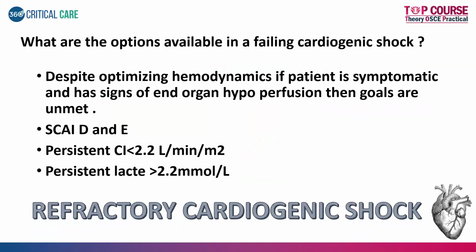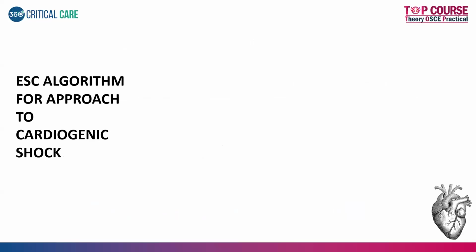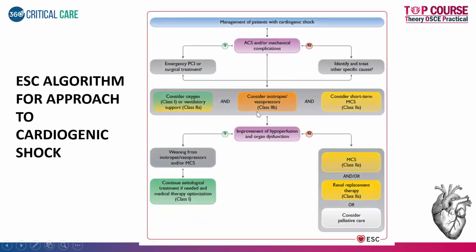So these patients get classified as refractory cardiogenic shock, and these patients can be considered for mechanical circulatory devices. So what is the ESC algorithm for cardiogenic shock? You might be surprised at this. Even I was surprised to see this actually, but after close watching, what they say is use of short-term mechanical circulatory devices in a patient with cardiogenic shock has a class 2A as compared to the use of inotropes and vasopressors, which is class 2B.